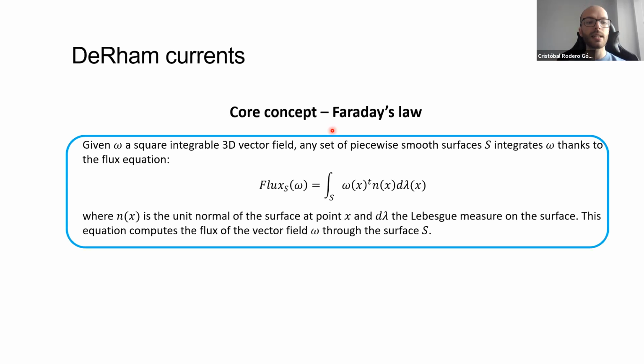So the idea of this comes from Faraday's law. That's why it's called currents. The idea was from this core idea that electricity and magnetism are two sides of the same coin. So using Faraday's law, we can link currents through a coil with the electromagnetic field induced by it.